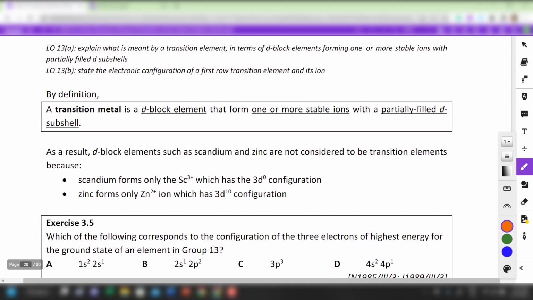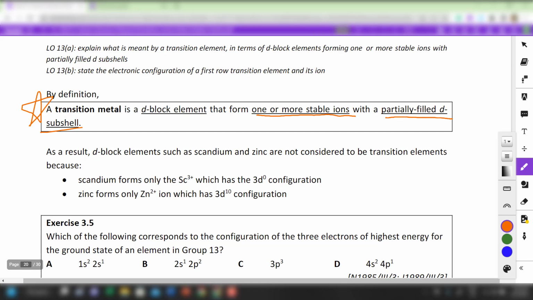So what exactly is a transition metal? This will be the first time you're hearing this, and the last time you're going to hear this will be next May, 2024 May. So by definition, transition metal is a d block element that form one or more stable ions with partially filled d subshell. So remember this, one or more stable ions with partially filled d subshell.